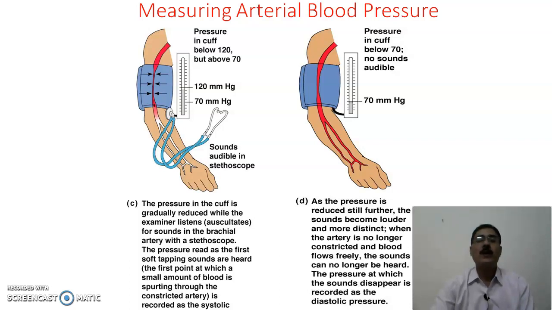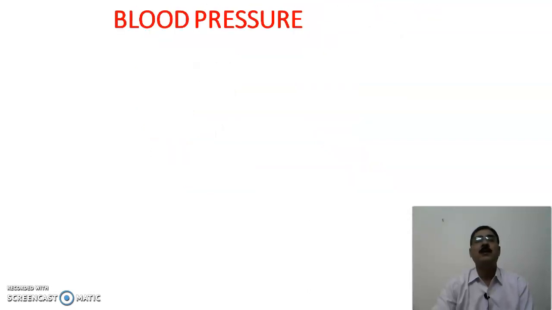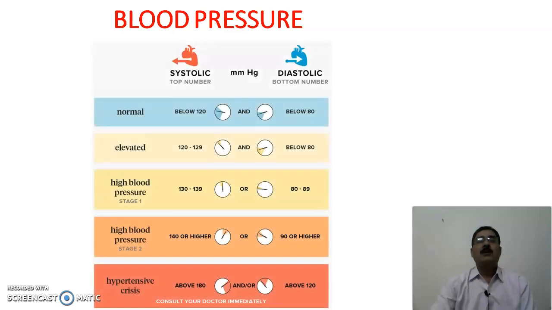This is how we can determine or measure the arterial blood pressure in a human being. Now, what are the normal values of systolic and diastolic blood pressure? If it is below 120 and below 80, it is said to be normal.